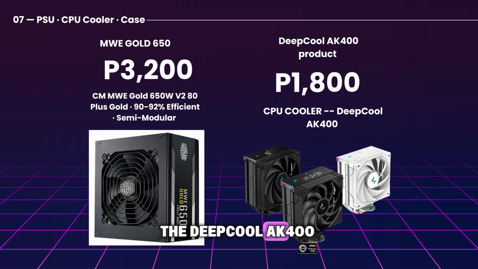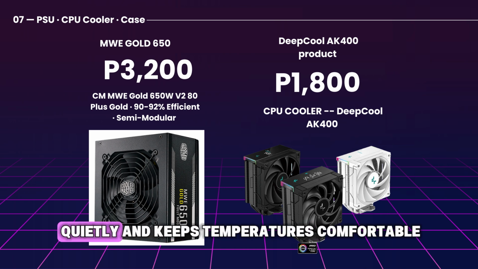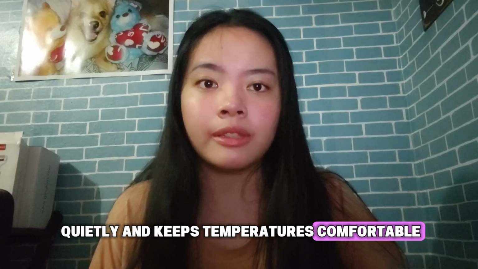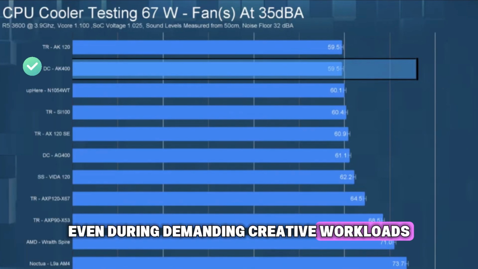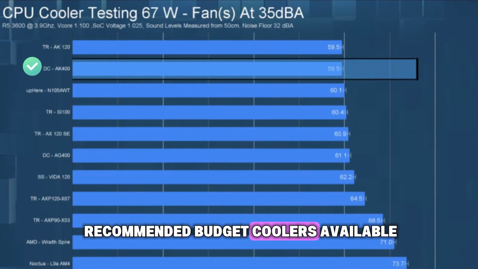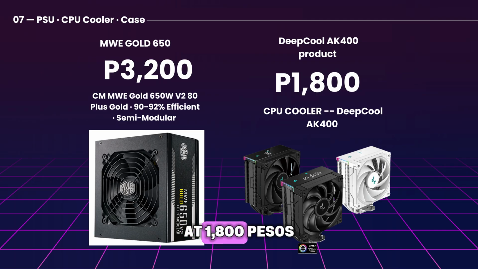The Deepcool AK400 is rated for 220 watts, almost 4 times what our CPU needs. That means it runs quietly and keeps temperatures comfortable even during demanding creative workloads. One of the most recommended budget coolers available right now at 1,800 pesos.